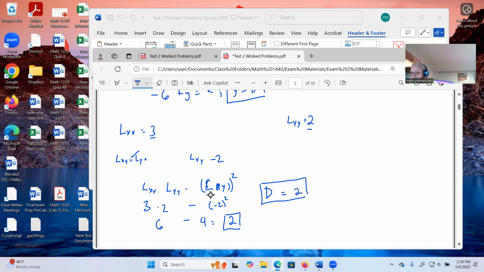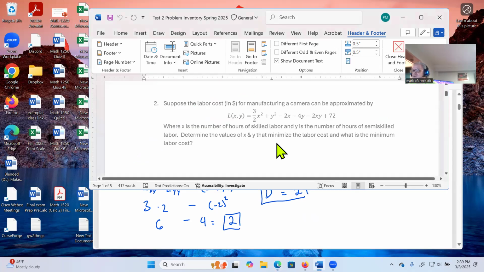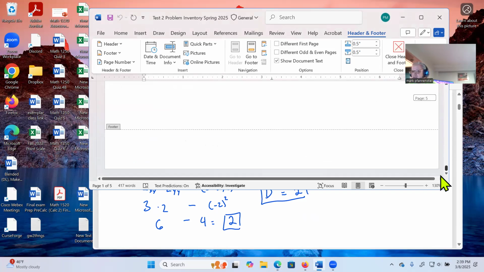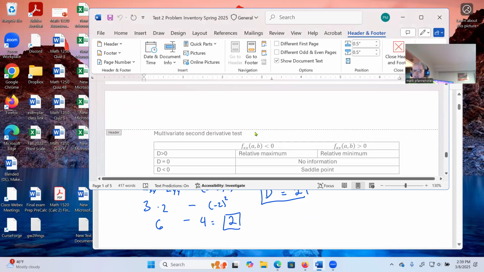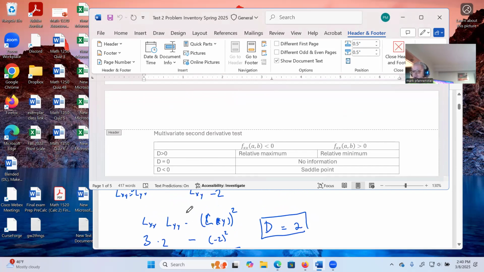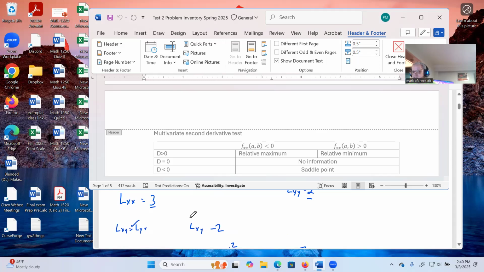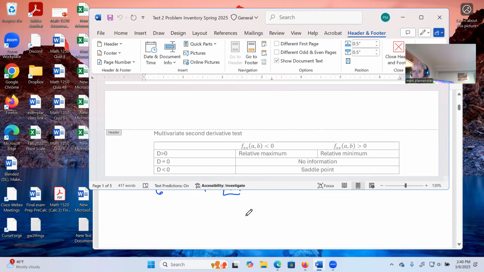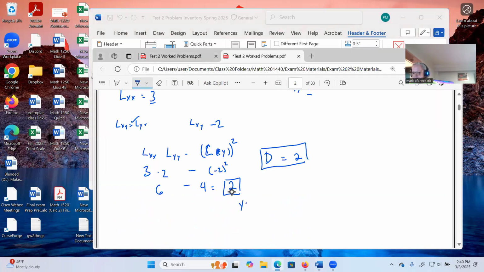That's a thing you have to kind of deal with. You will have this formula on your test. Do not memorize this formula, but we'll go all the way down to the bottom here and look at what this thing looks like. My D is going to be greater than 0 because it was 2. I'm going to look at this column right here. And then what is my L_xx? In this case, my L_xx was 3, so my L_xx is greater than 0. This, in fact, is a minimum.